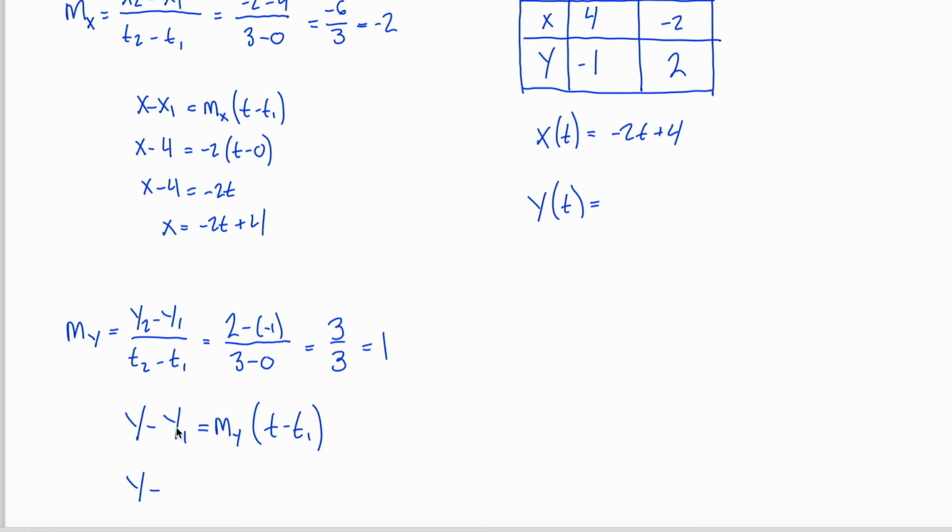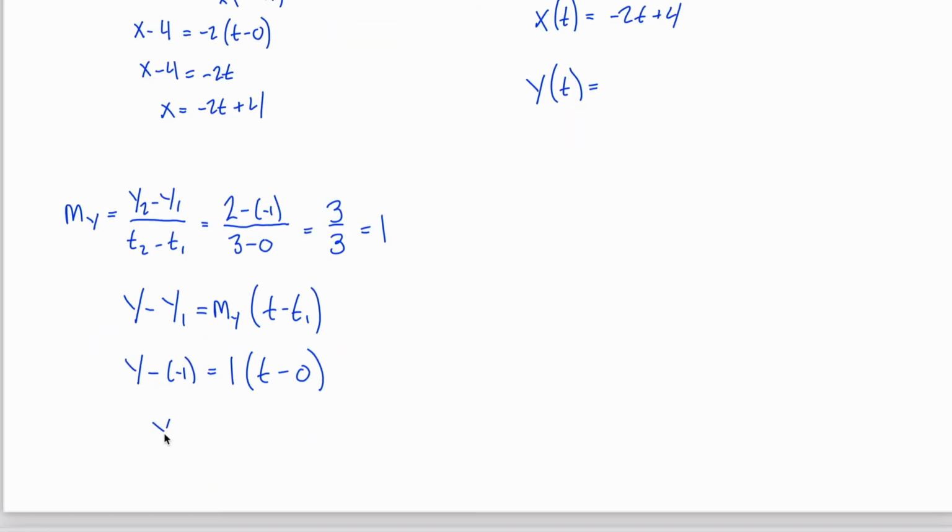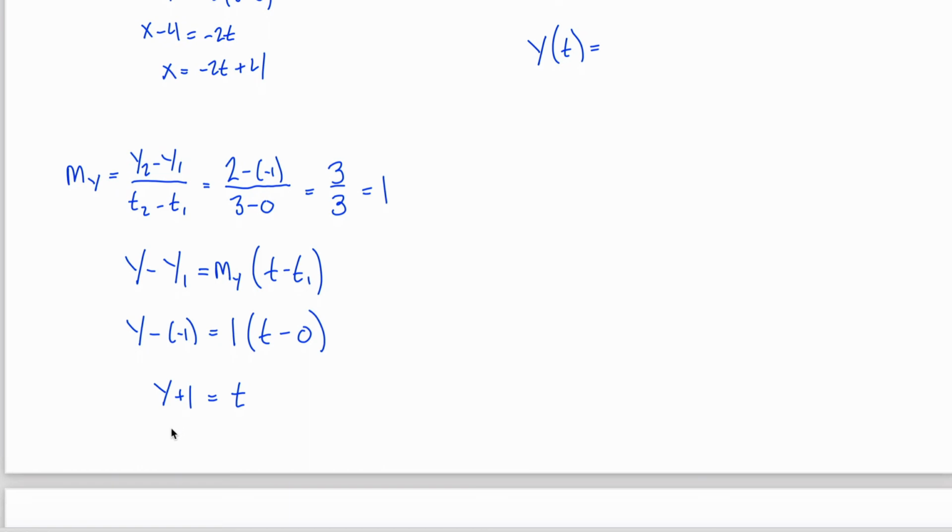Y minus the value that I had for y1, which was negative 1, must be equal to the slope of the y coordinate in terms of t, in other words just 1, times t minus t1, although t1 was just equal to 0. Y minus negative 1 is the same as y plus 1, and because t minus 0 is t and 1 times t is just t, I get y plus 1 is equal to t. So to solve this equation for y, all I'd have to do is subtract 1 from both sides.